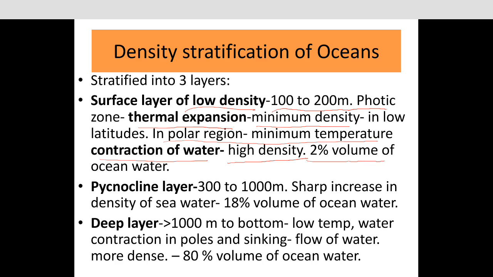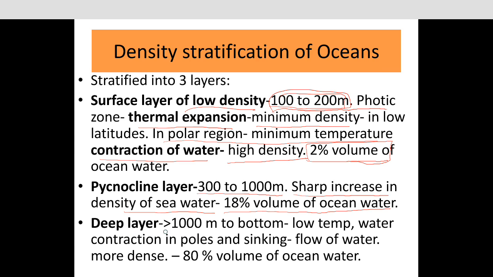And here, in the surface layer of about 100 to 200 meters, we have 2% of the volume of ocean water. Then the pycnocline layer, which is from 300 to 1000 meters, is where a sharp increase in density of seawater occurs, which is about 18% of the volume of ocean water.